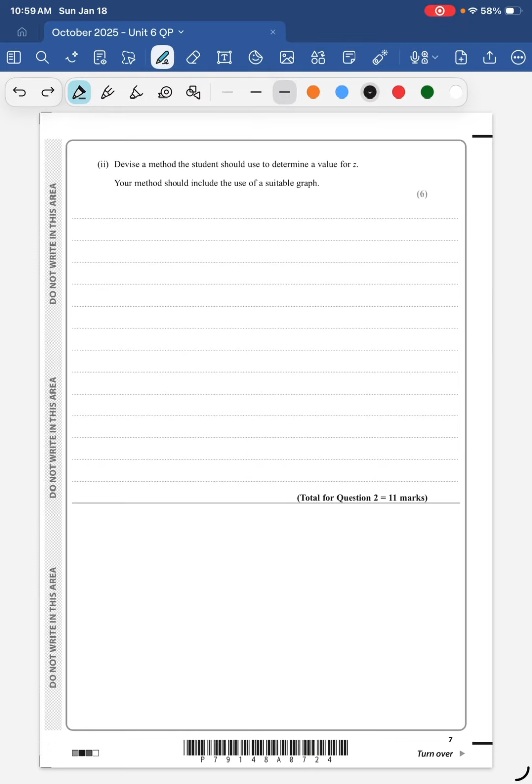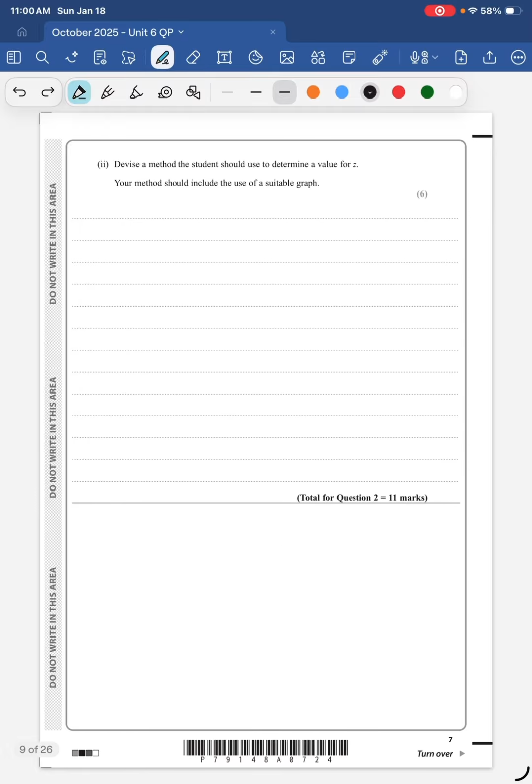Part 2, it seems like a long writing problem. Okay, devise a method the student should use to determine a value for z. Your method should include the use of a suitable graph. All right, let me think.